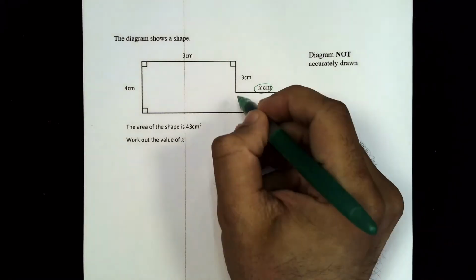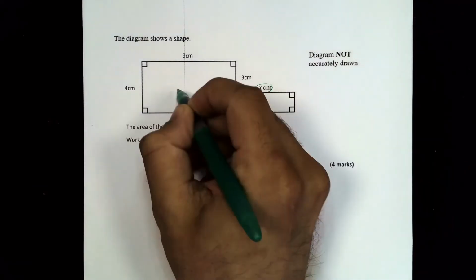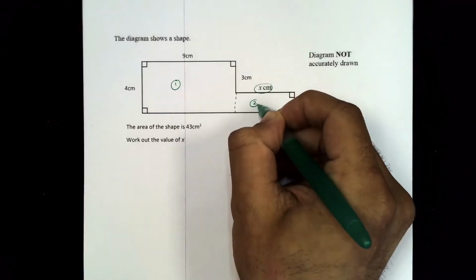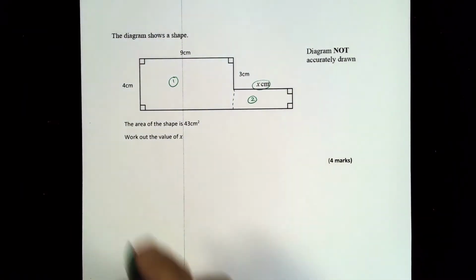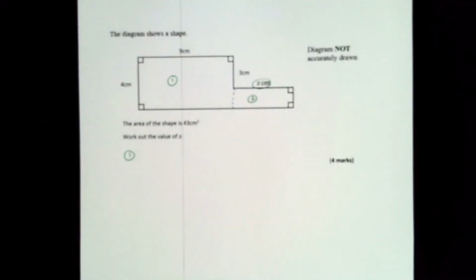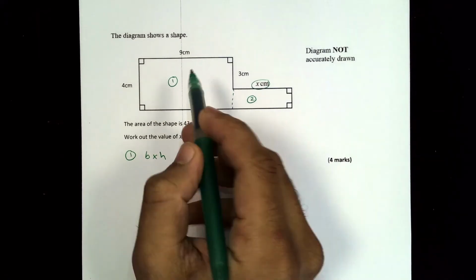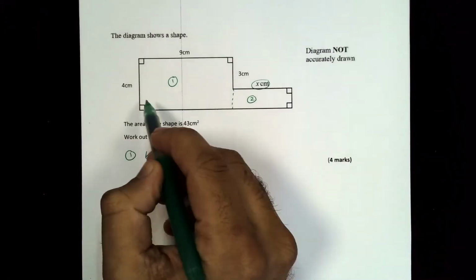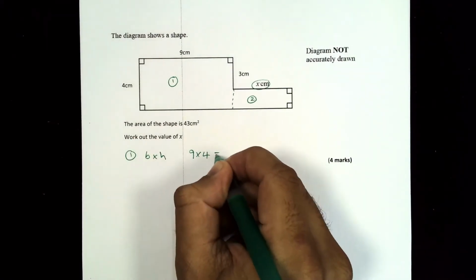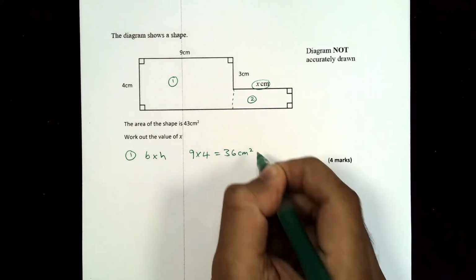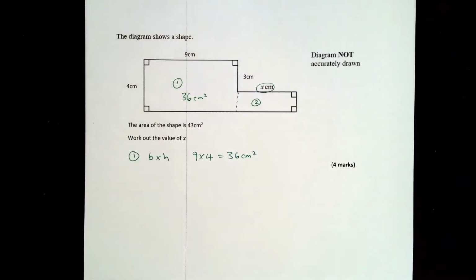So what I will do is cut it into the two shapes that we can see here. We've got shape number 1 and shape number 2. Starting with shape number 1, it's quite straightforward. Shape number 1 is a rectangle, and the area of a rectangle is base times height. In this case, the base is 9 and the height is 4. So I'm going to do 9 multiplied by 4, which is 36 centimeters squared. So that is the area of this one, 36 centimeters squared.